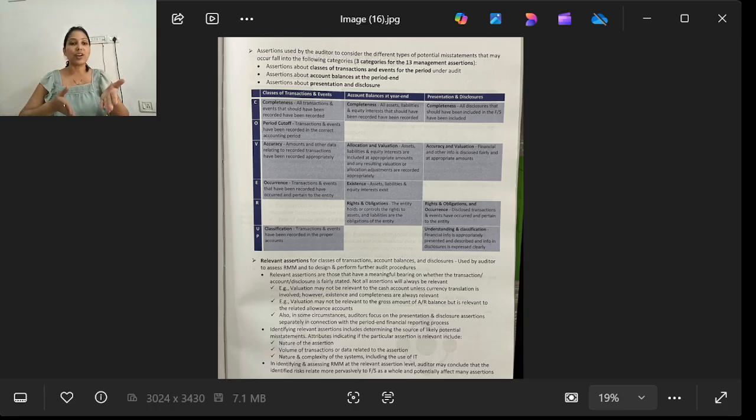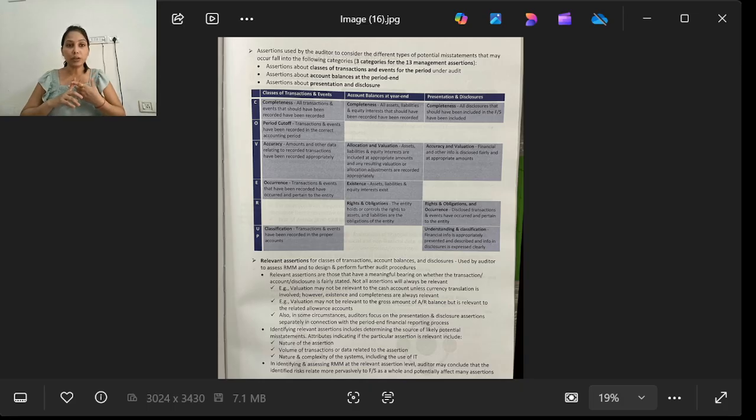Class of transactions and events are basically our P&L income statement, account balances at the end are the balance sheet, and presentation and disclosures are again part of the financial statements. There are a total of 13 assertions, and they are defined in a way that they are classified among these three heads of the financial statements. Completeness belongs to all three heads: transactions, accounts, and presentation and disclosures.